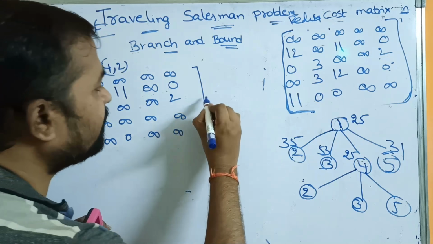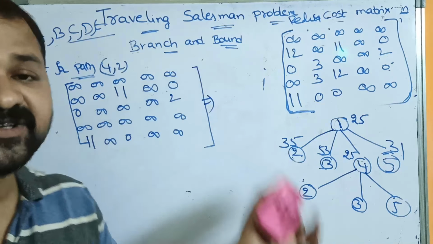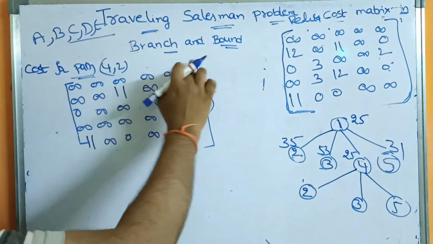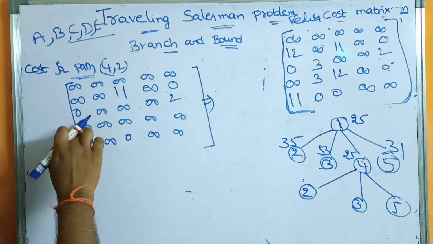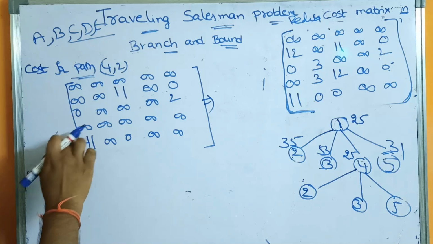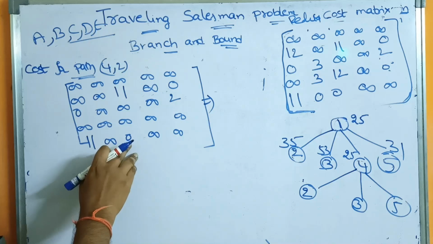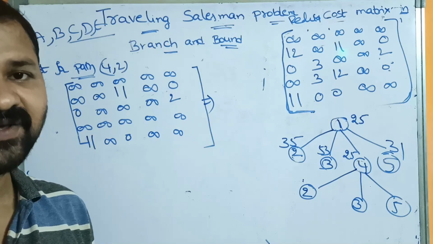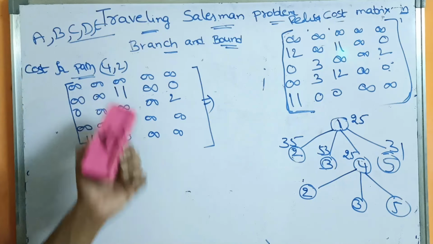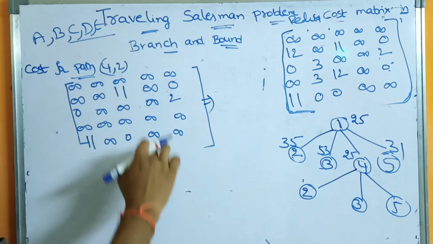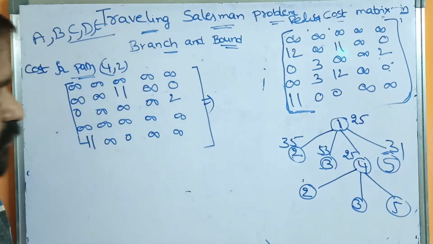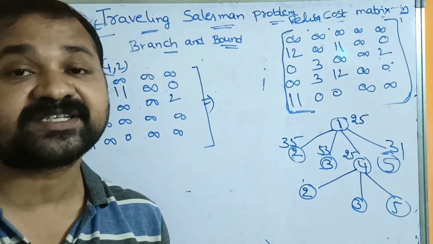Now let us check whether it is a reduced cost matrix or not. All entries are infinity in one row. Here one entry is 0, so no problem. One entry is 0, no problem. All entries are infinity. One entry is 0. Okay. So row reduction is over. Let us check column reduction. One entry is 0, all are infinity. One entry is 0, all are infinities. One entry is 0, so no problem. So reduced cost is 0 only.